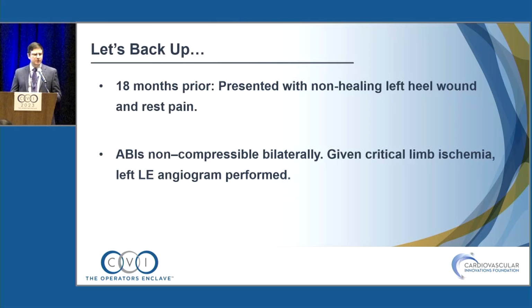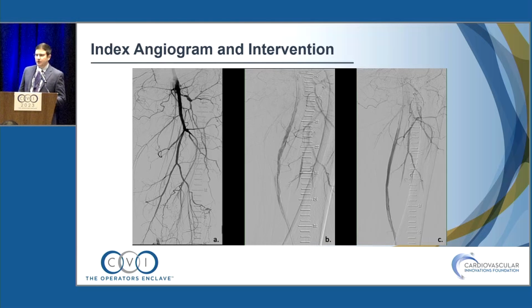So 18 months previously, she had presented with limb ischemia and a left heel wound. At that point, she was taken to the angiography suite for a left SFA angiography and intervention. Her ABIs prior to that were non-compressible, so it was based on arterial duplex showing a flow-limiting lesion. So this is her index intervention on the left here. You can see that she's got a proximal CTO of the left SFA. After ballooning multiple areas of flow-limiting dissection, she did receive 2 overlapping 6.0 stents.